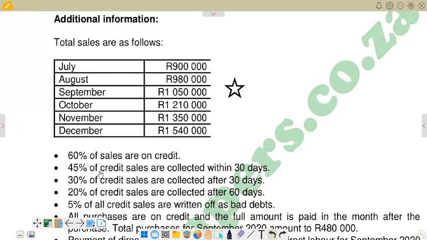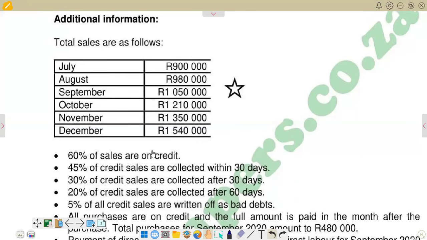Then beneath that, we are given instructions on how we are going to distribute the credit sales. The first point says 45% of credit sales are collected within 30 days. It means 45% of the credit sales of that month will be collected that month. The next point, 30% of credit sales are collected after 30 days. It means, for example, the 30% of the credit sales of July will be collected in August.